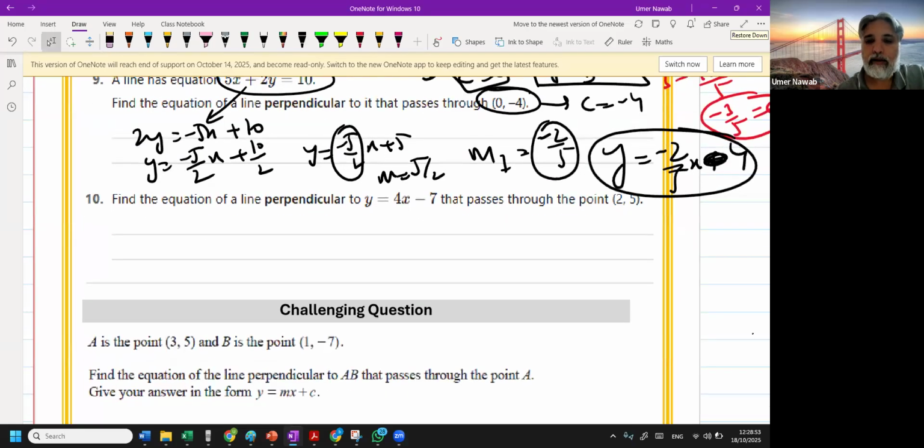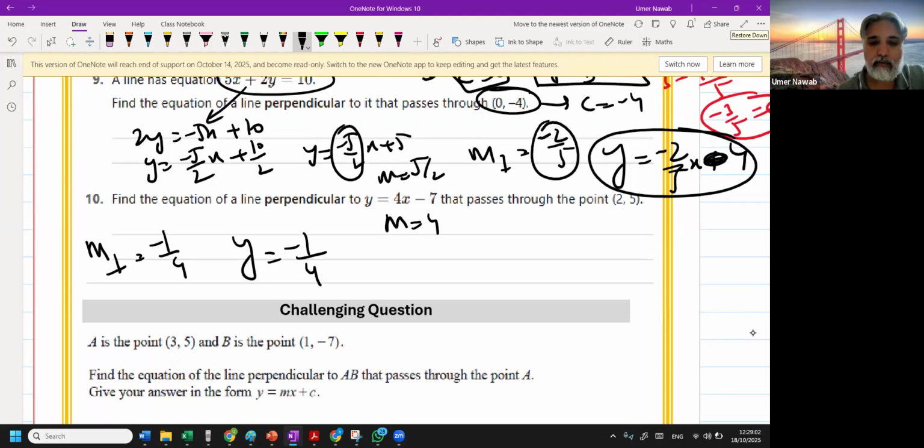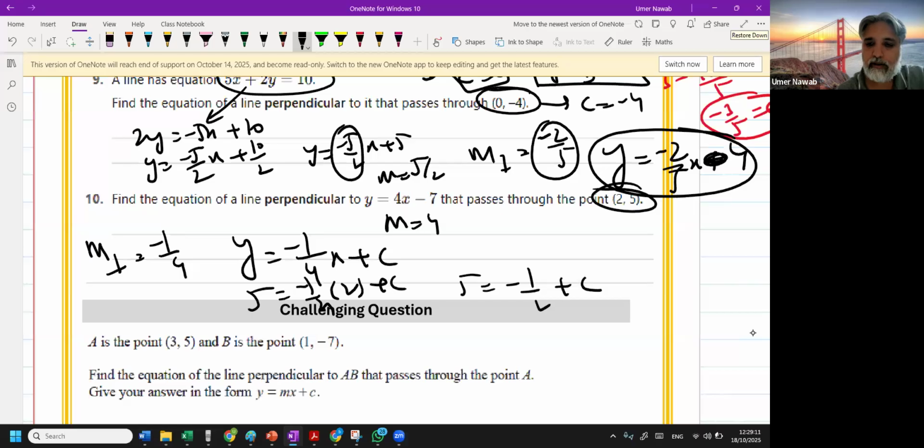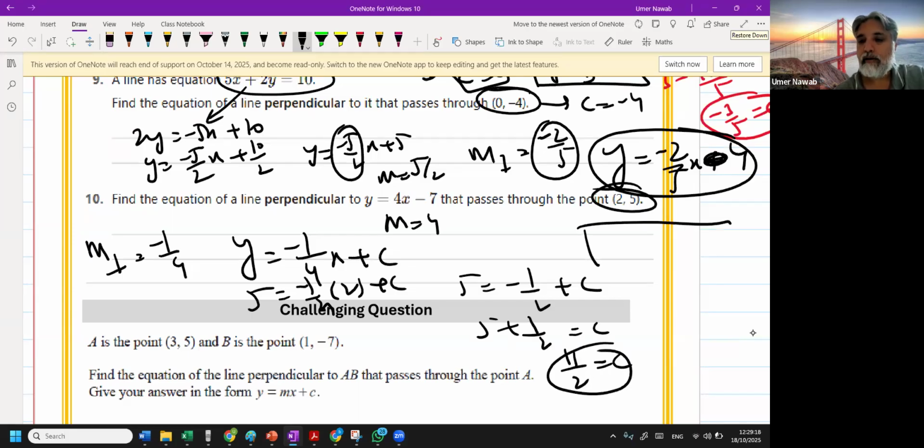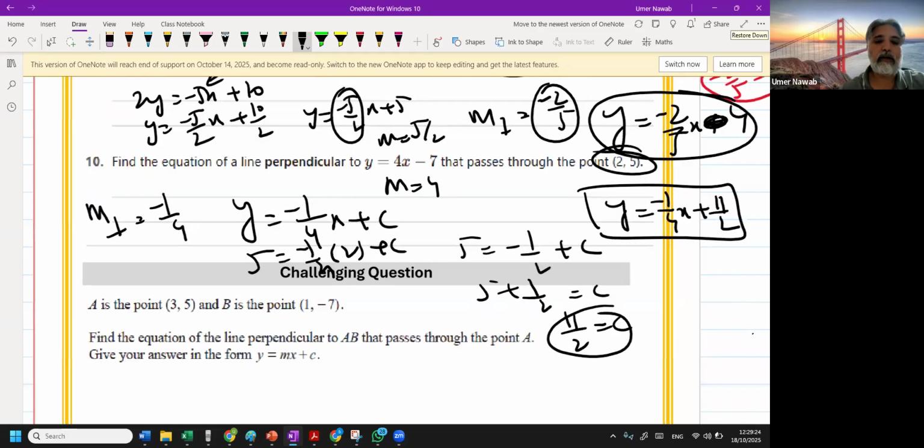Now this one, what's the gradient? The gradient is 4. The perpendicular gradient will be -1/4, and I can write the equation y is equal to -1/4 x plus c. Substitute this point. This is 5, and it's 1/4, and this is 2 plus c. So 5 is equal to -1/2 plus c. 5 plus 1/2 is equal to c. 2 times 5 is 10, 10 plus 1, 11/2 is equal to c. Equation y equals -1/4 x plus 11/2. That's the final answer.